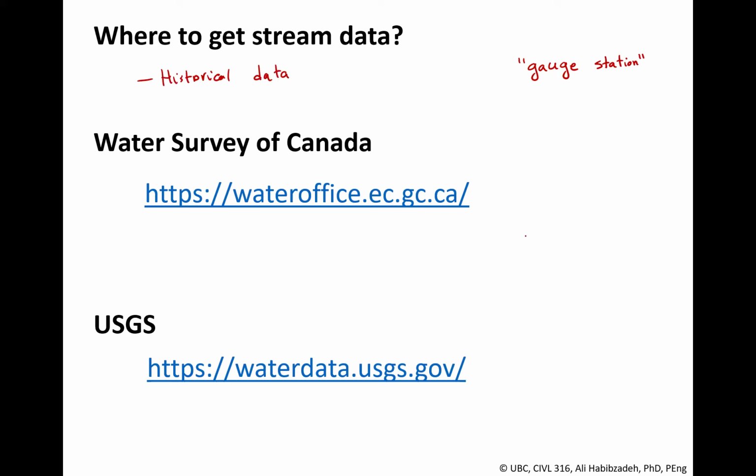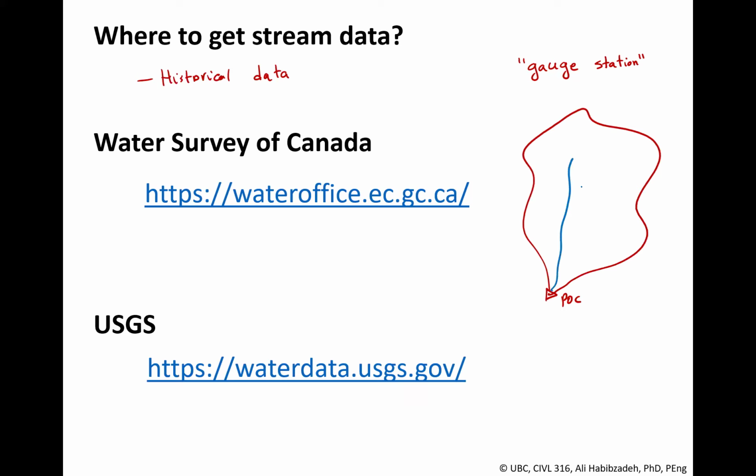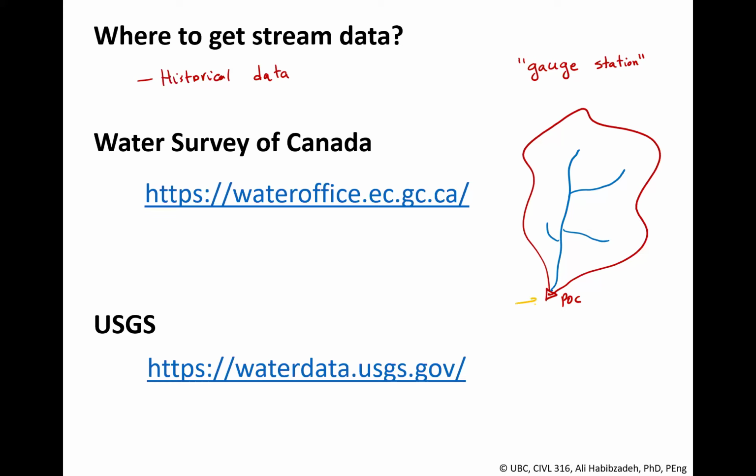So if I have a catchment that looks like this, and this is the POC, and the stream network looks like this, I might be very lucky, and I might have a gauge station right here at the POC. That would be amazing because I have data where I want it. And that would be really good.